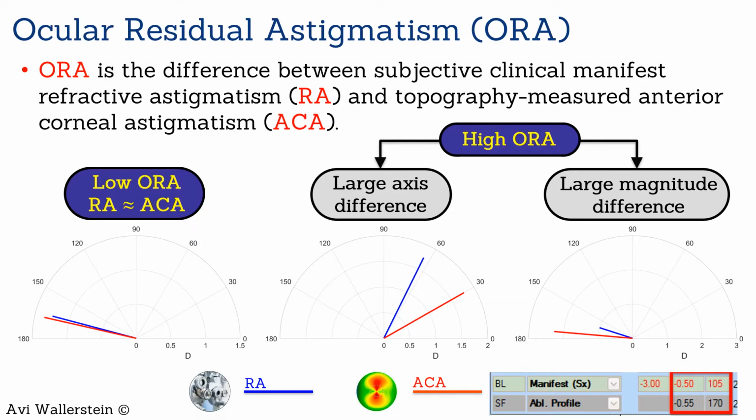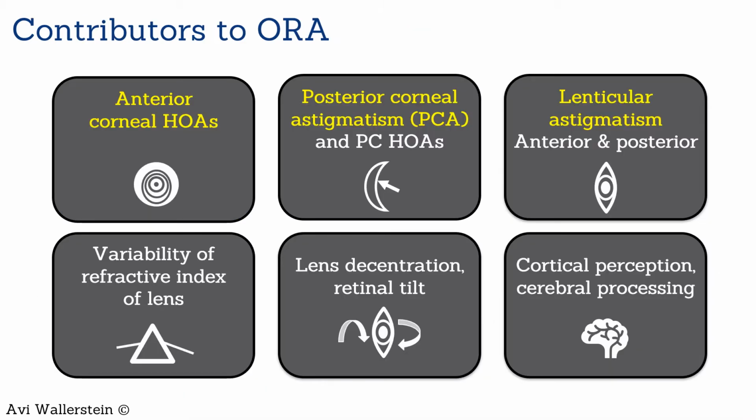ORA is the most objective parameter to assess the difference between subjective manifest refractive astigmatism, RA, and topography measured anterior corneal astigmatism, ACA. It can be due to large magnitude or axis discrepancy, or a combination of both. Low-ORA occurs when RA is similar to ACA. Various properties in optics of the eye are thought to contribute to ORA, including the anterior corneal HOA, posterior cornea, the lens, and the brain.